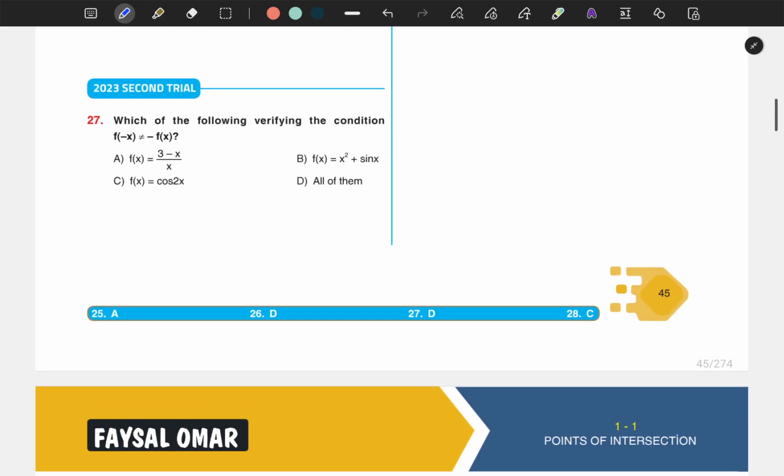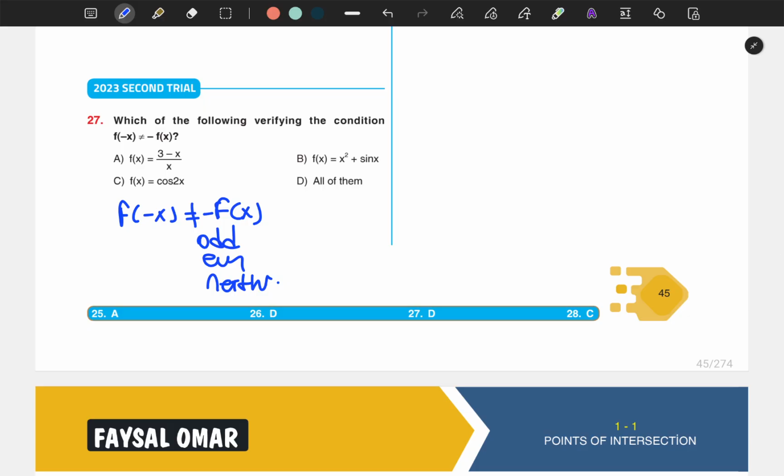D is the correct option. Which of the following is verifying the condition? It says that f of negative x is not equal to negative f of x. Do you know what the meaning of this one is? It means if it's equal, it will be odd, isn't it? But if it's not equal, it means that I have to look for even or neither. Okay? For even, for odd, for neither.